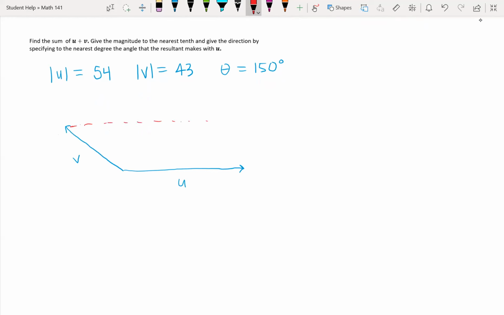So I draw a parallel line to vector u, and then I draw a parallel line to vector v. And so the result is going to be the diagonal of this parallelogram that's drawn. So the vector that I've drawn in red across is u plus v. That's the vector we're looking for. So there's a triangle that's been created. This side of the triangle is 54. This side of the triangle is 43.